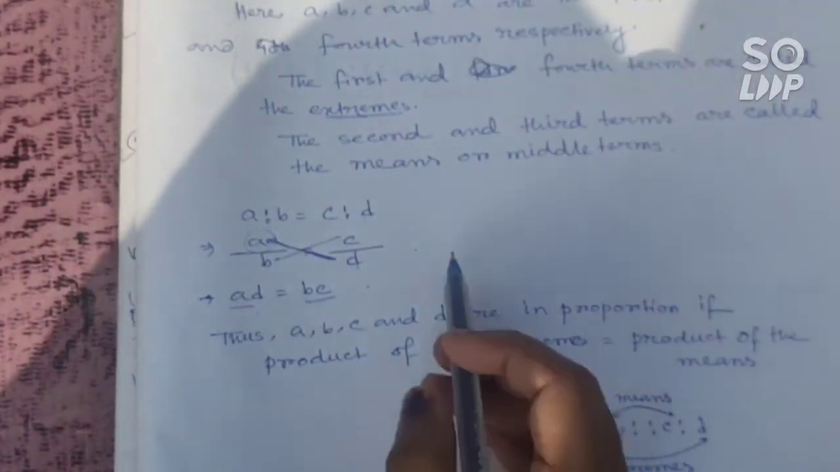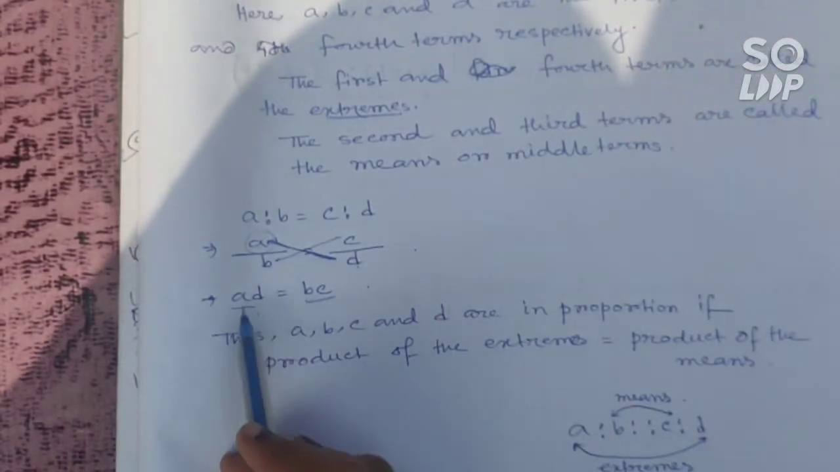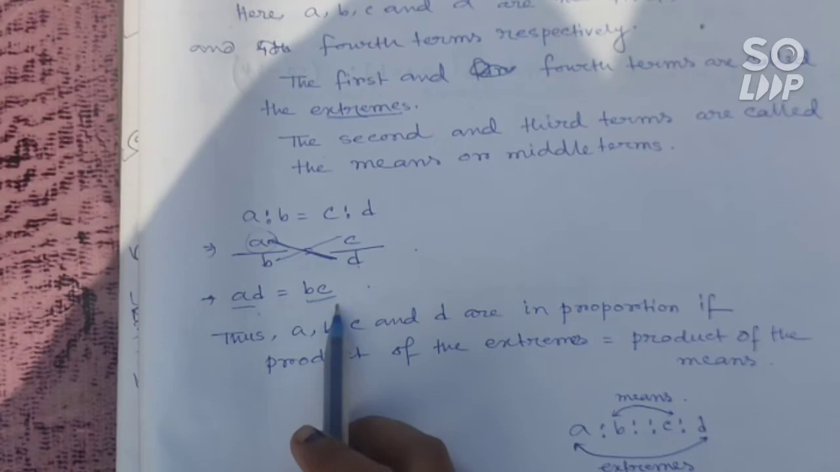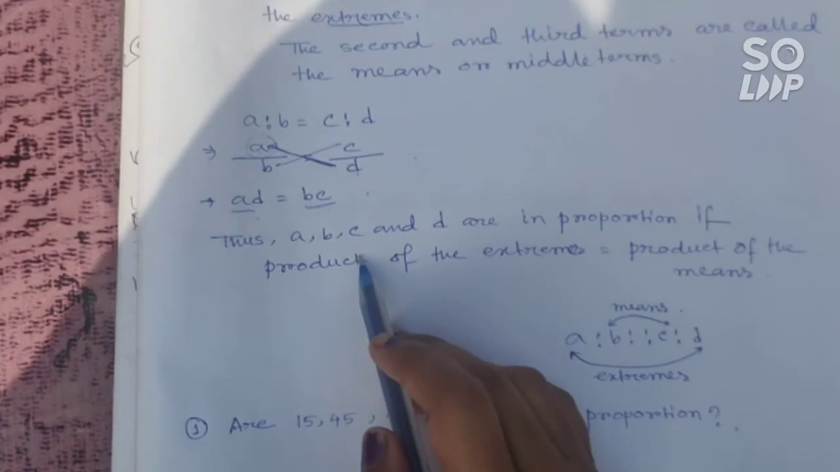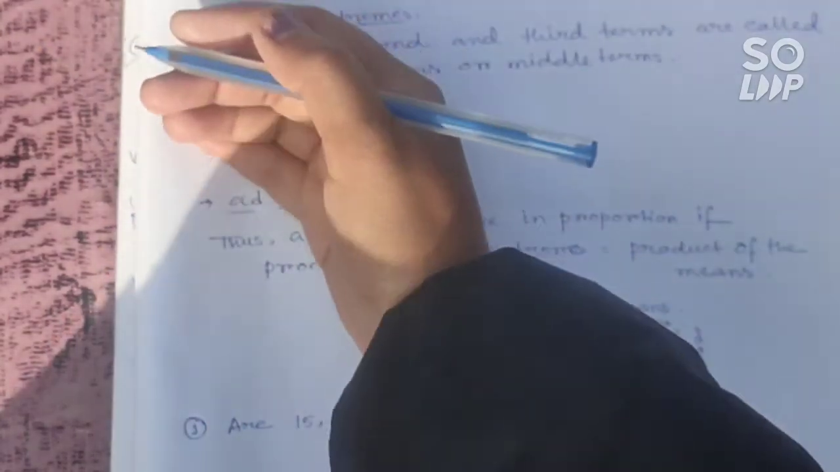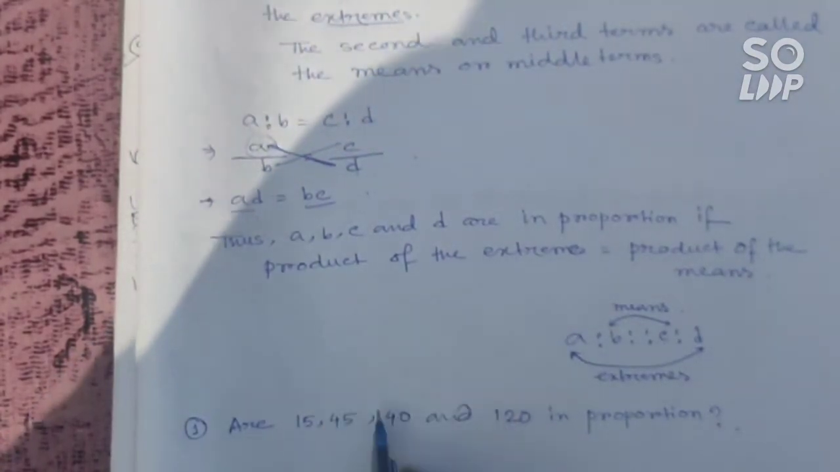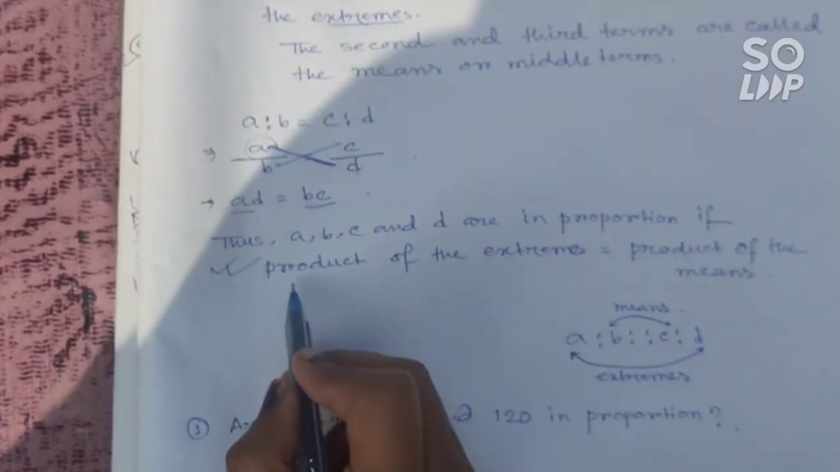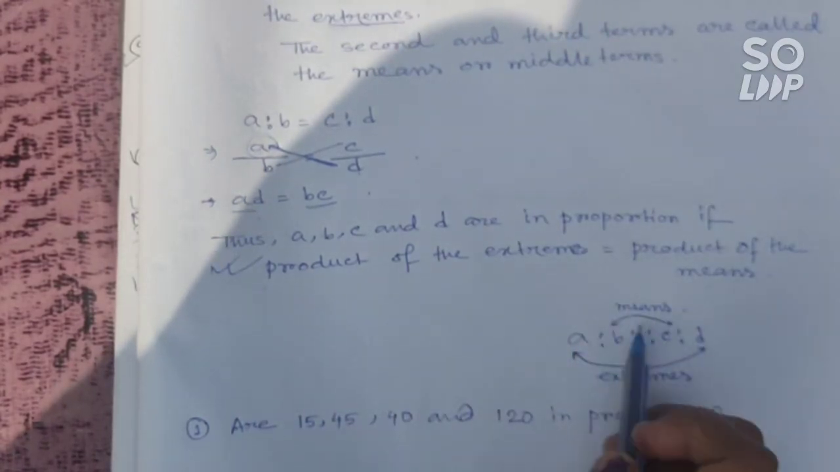Okay, so this relation also can be obtained from the proportion. So four numbers will be in proportion if the product of first term and fourth term is equal to the product of second term and third term. That is, A, B, C, D are in proportion if the product of the extremes is equal to the product of means. This is also a condition of the proportion.